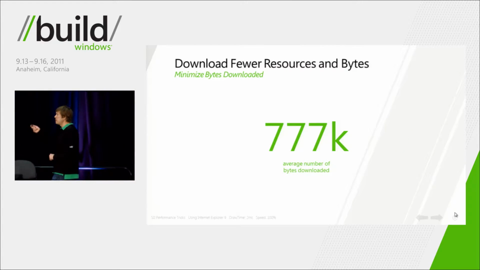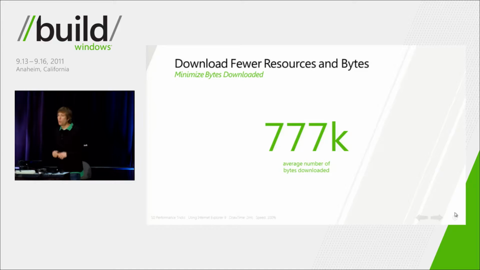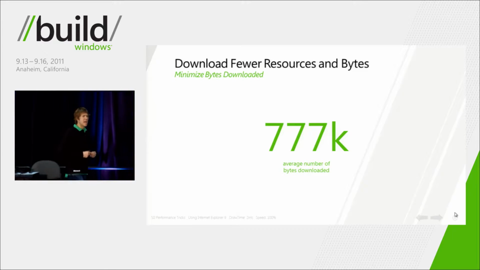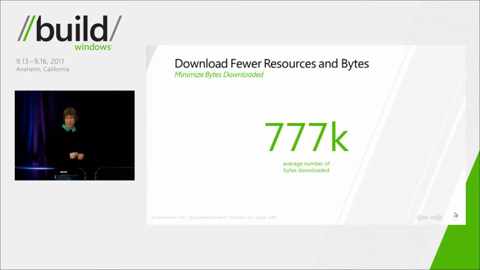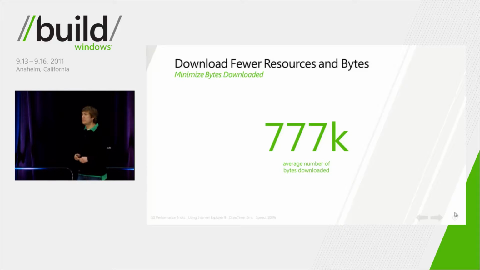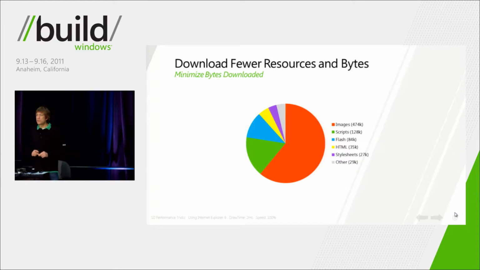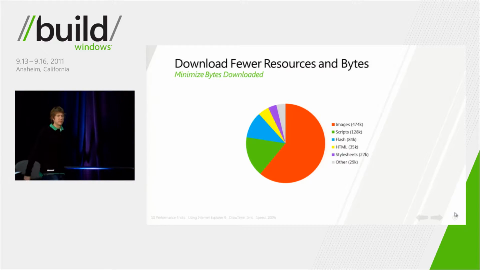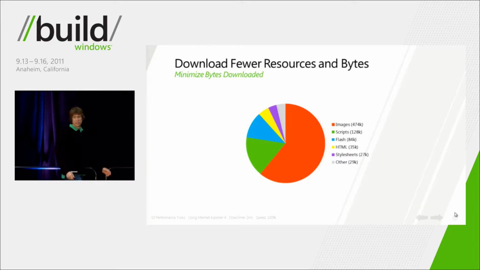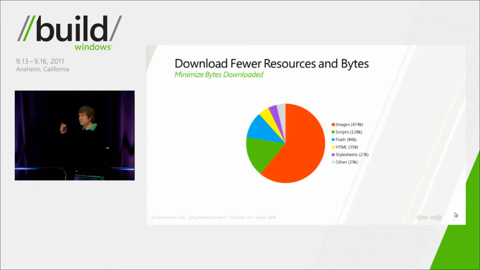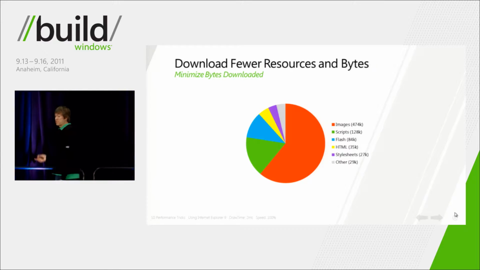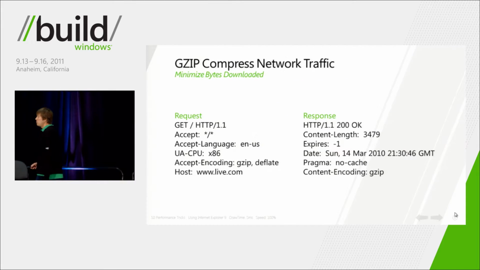The fewer resources you download, the better. So really take a look at all of your resources and minimize the number of bytes that you need to download. The average website today downloads 777K worth of data. And if we look at that, it's actually distributed across these types of resources. The vast majority of that is images, followed quickly by JavaScript and Flash content. The fewer bytes you download, the better.